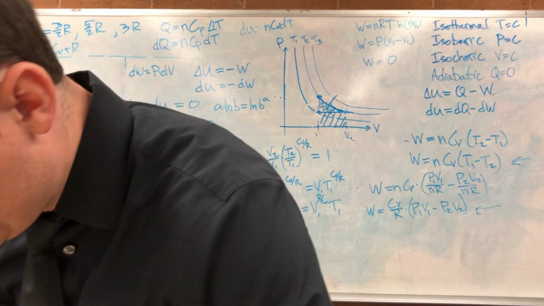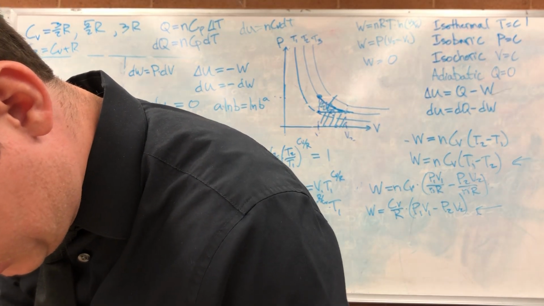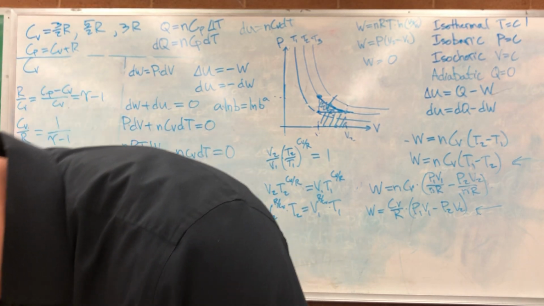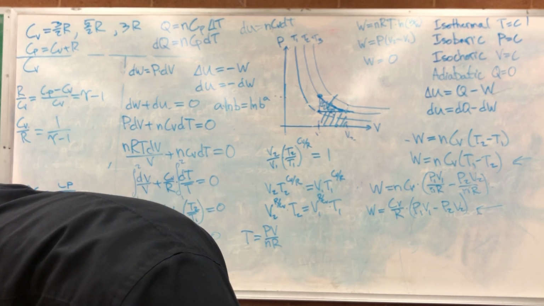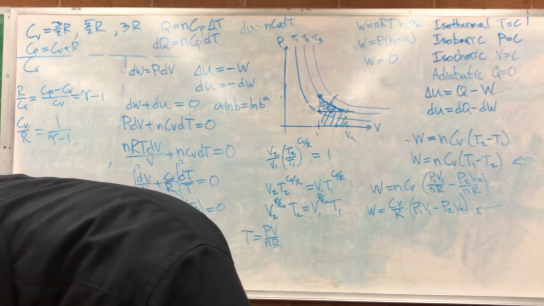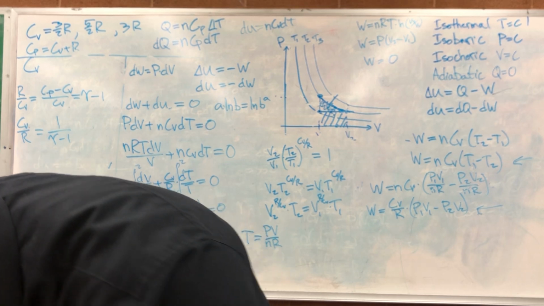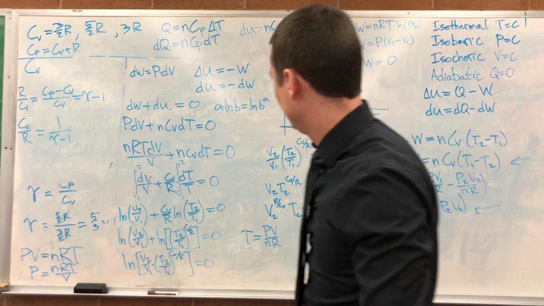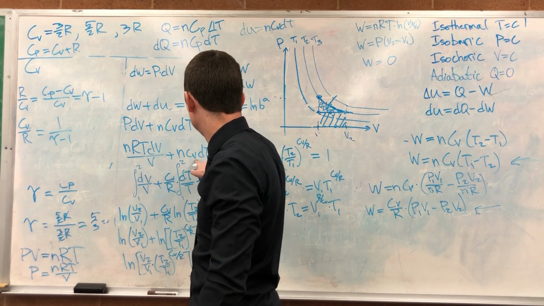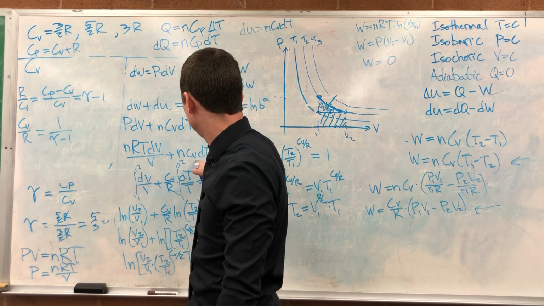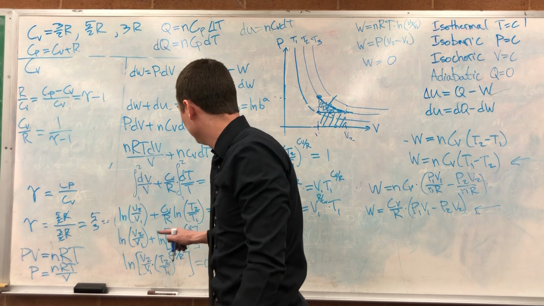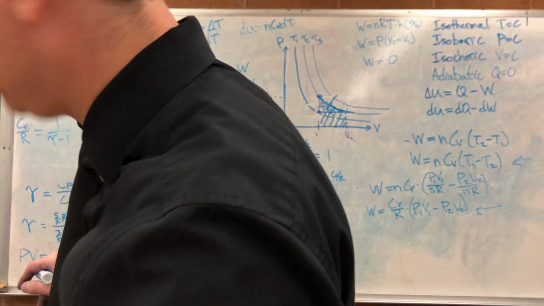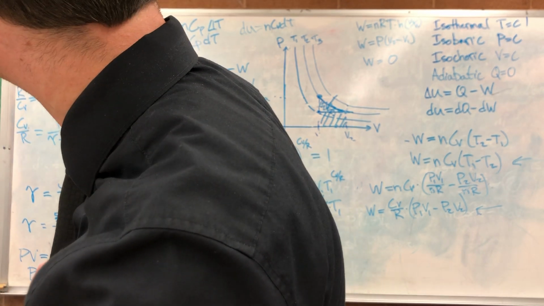CV over R, I wonder if I made a mistake somewhere. Shoot, I sure hope not. Coming clear back, where did we get the CV over R? We got it from right here, which gives us a CV over R, not a gamma minus 1.